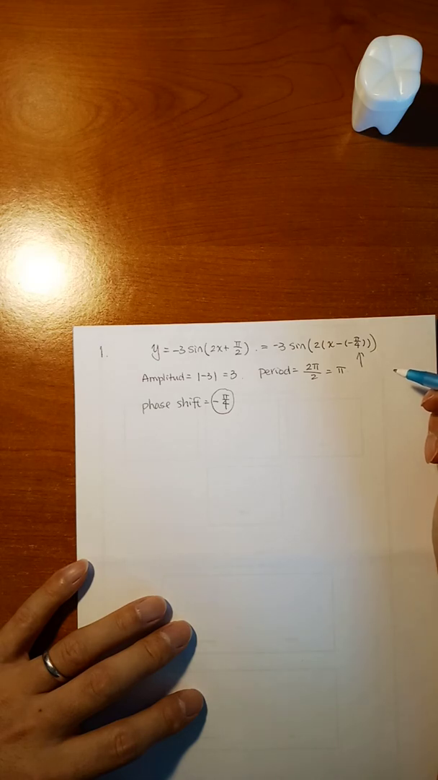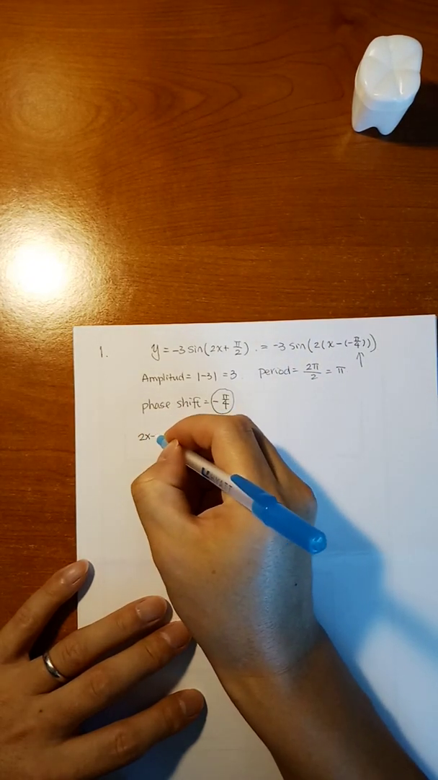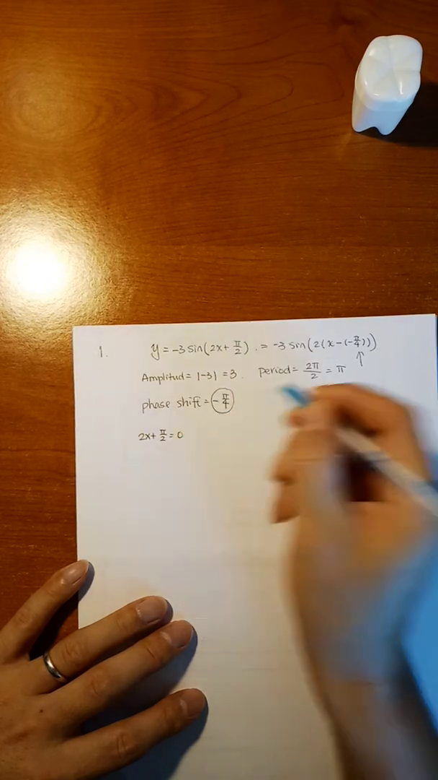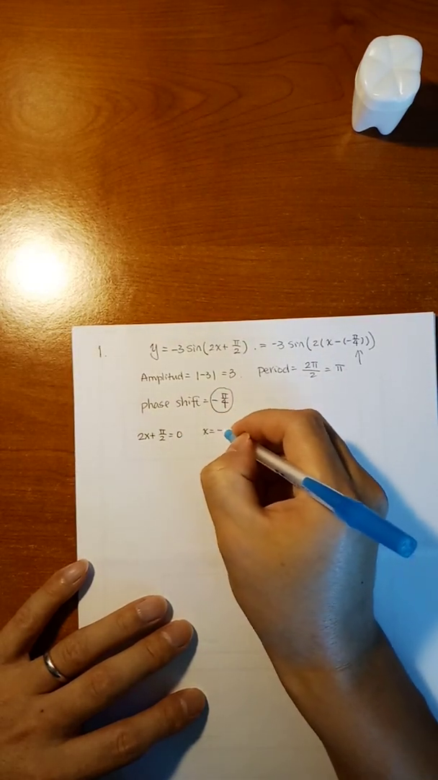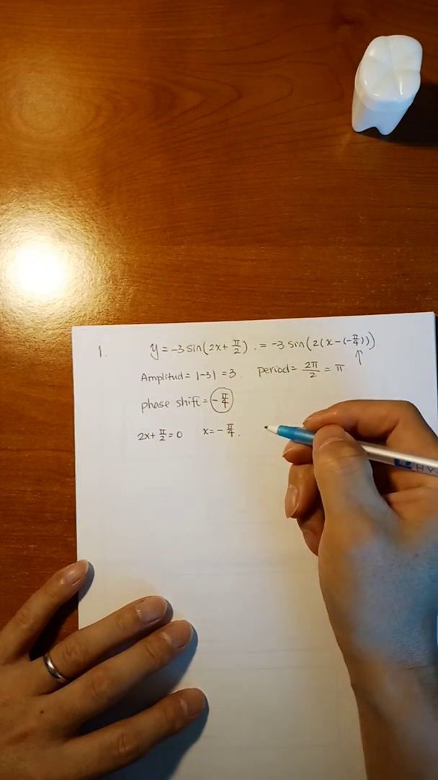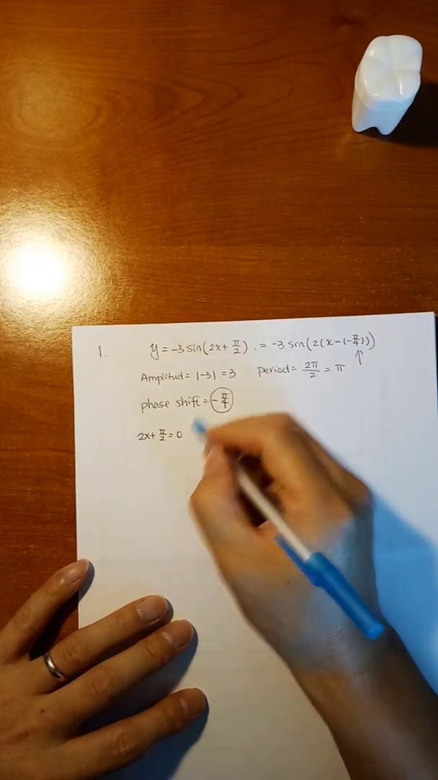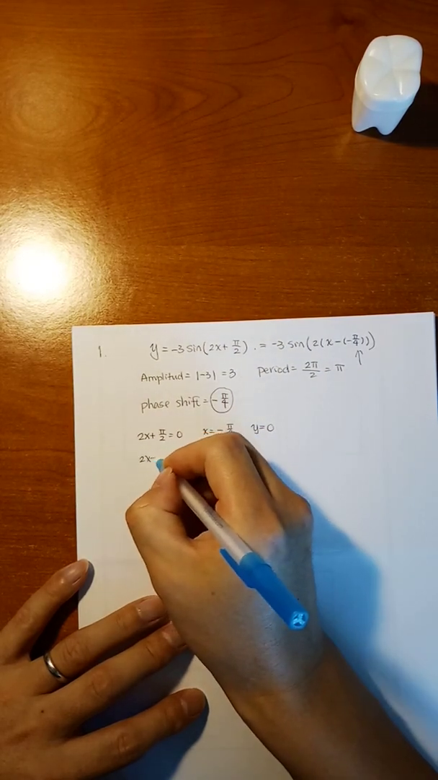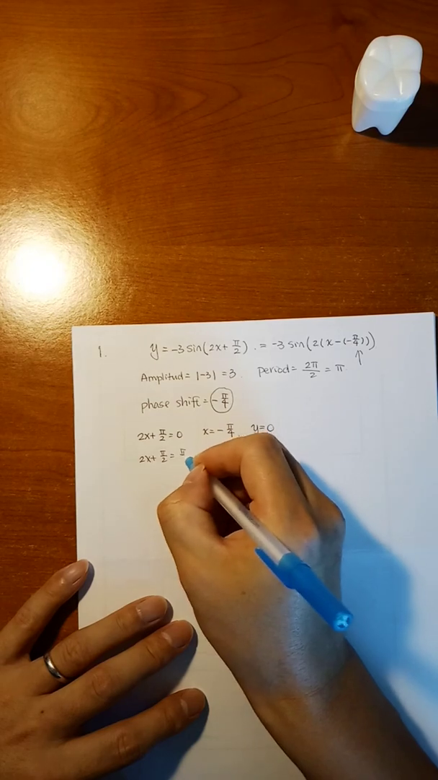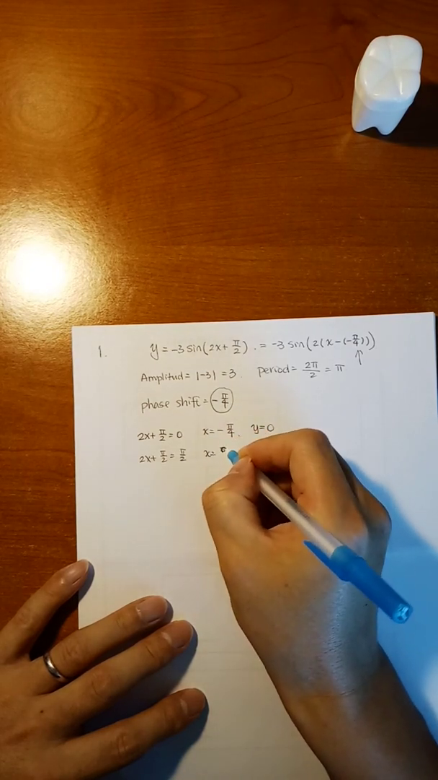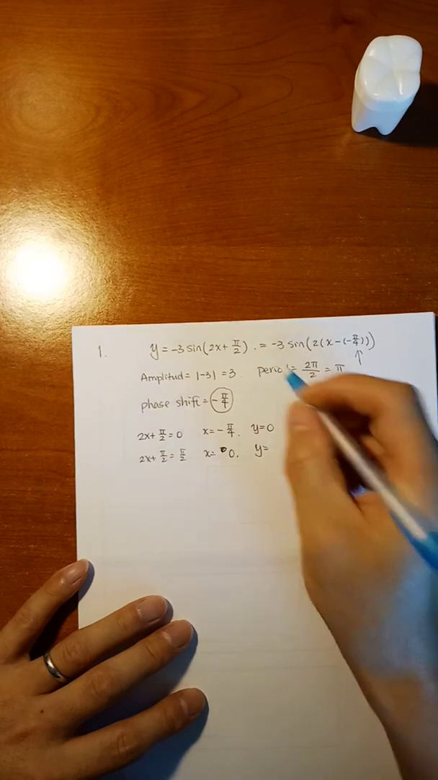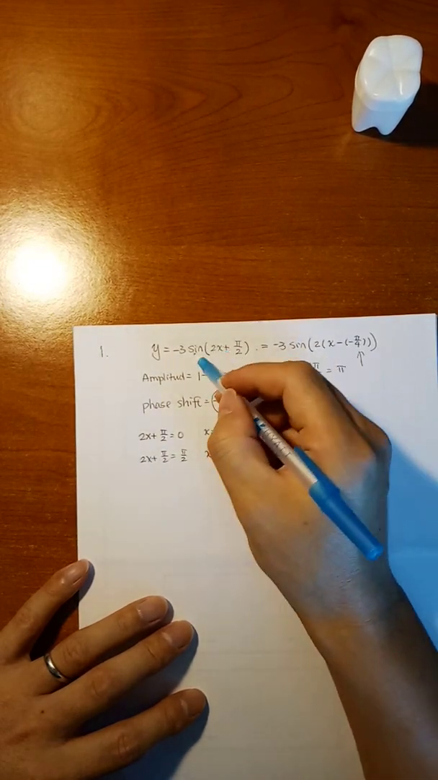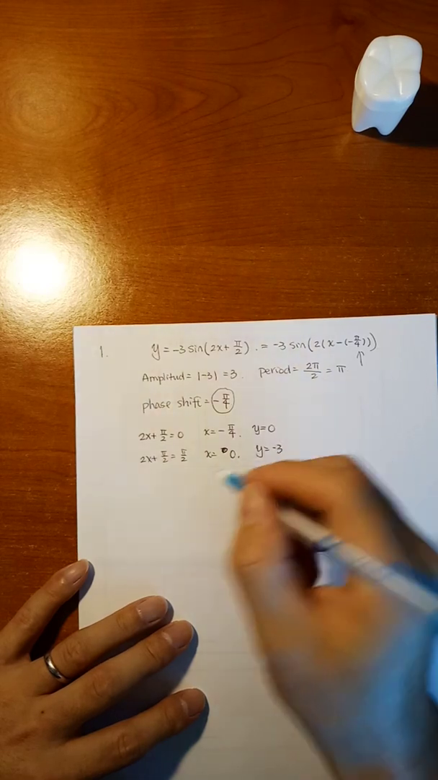And then we graph the function. We label the key points. What are the key points? You let 2x plus pi over 2 equal 0. You find x equals negative pi over 4, and this expression is 0. Sine 0 is 0, times negative 3 is 0. 2x plus pi over 2 is pi over 2. You get x equals 0, and this whole thing is equal to pi over 2. Sine pi over 2 is 1, times negative 3 is negative 3.